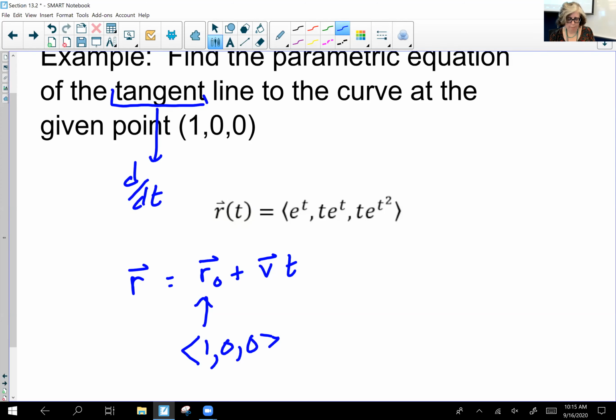Okay, if you remember back when we were doing this, we said what was v? It was the perpendicular vector, correct? So how would we find the perpendicular vector to a vector? We're going to take the derivative. All right, so let's go ahead and take the derivative of this particular equation here.